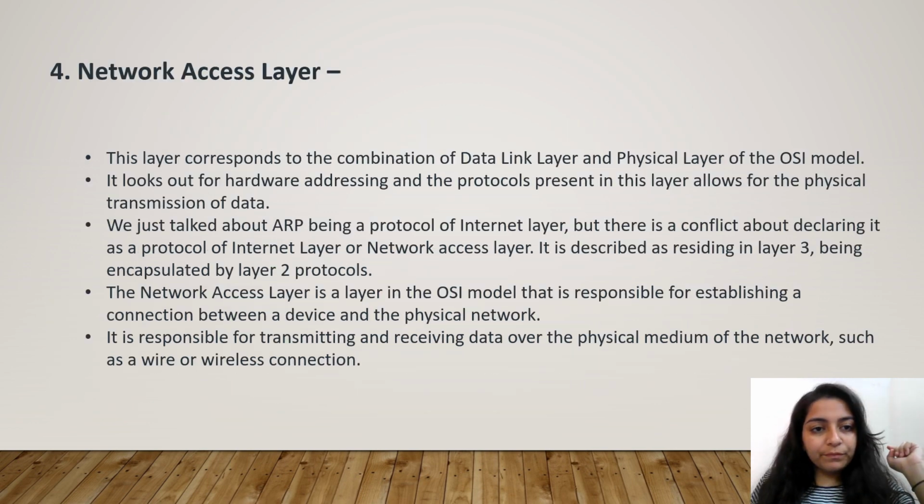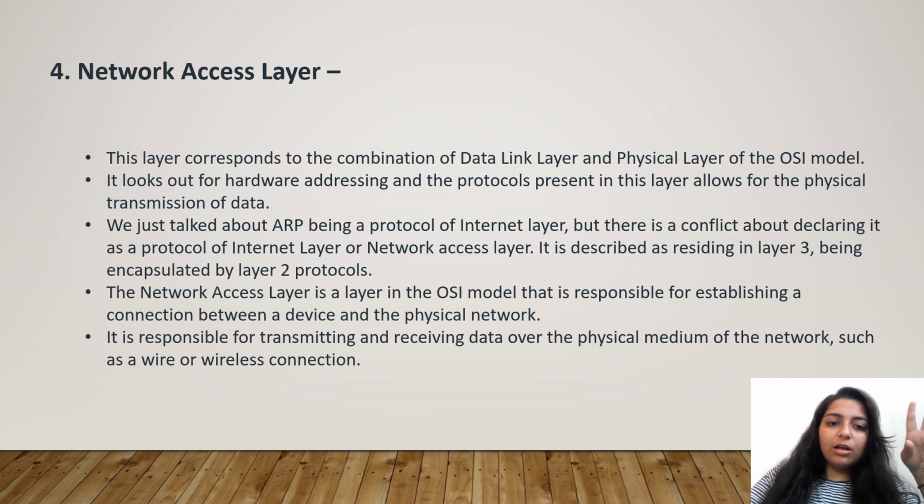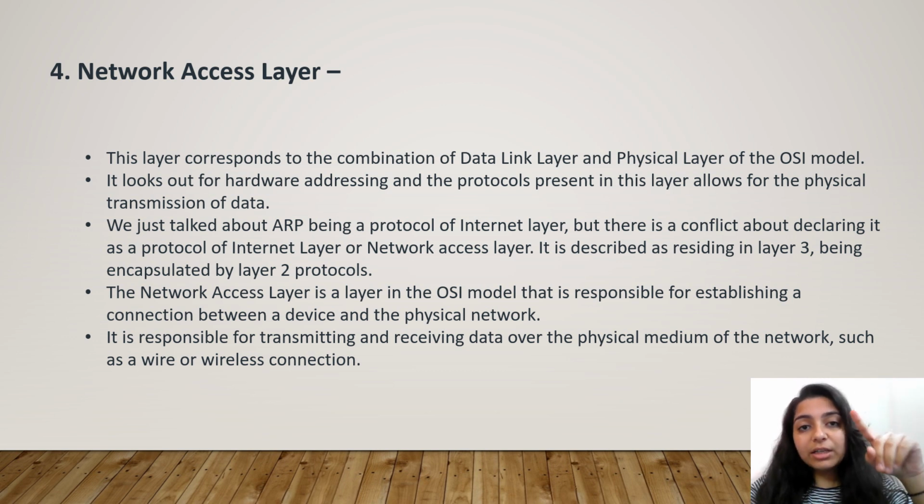Next, the fourth and last layer is the network access layer. This layer corresponds to the data link layer and physical layer in the OSI model. The network access layer is mainly responsible for hardware addressing, and the protocols present in the layer allow for the physical transmission of data. It is responsible for establishing a connection between a device and the physical network.